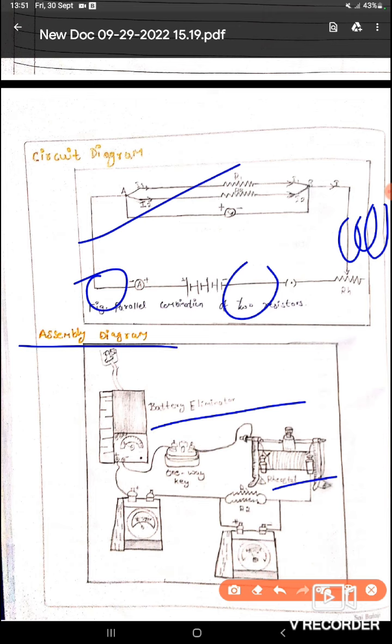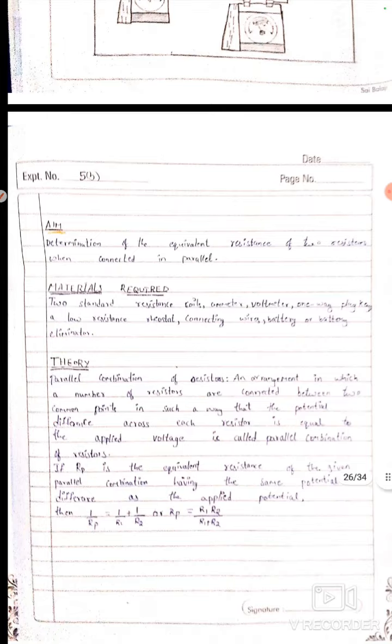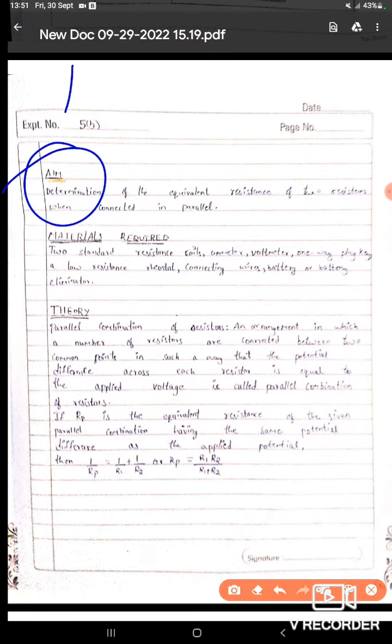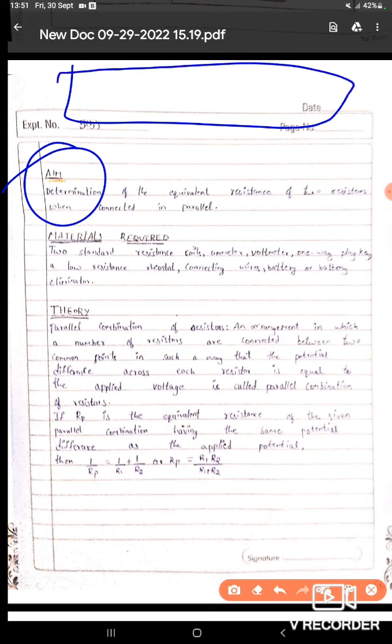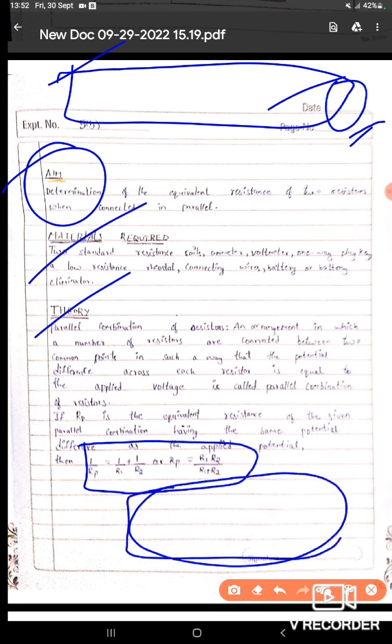Assembly diagram. Why don't you maintain the underlines? And here also the aim starts here, so you mention the label, and that is a heading. The name of the experiment should be maintained, and the date should be changed for every experiment. I already told you. The date is another date, and the page number will be continuous. Okay, then aim, materials required, theory is everything fine.